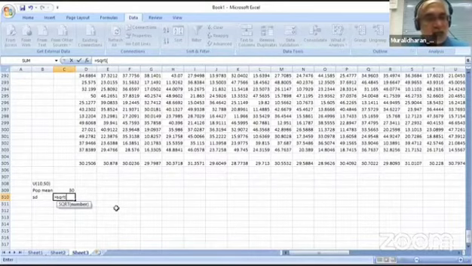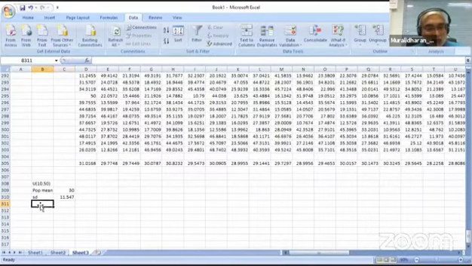Square root of (B minus A) whole square, that is 40. 40 square, that is 1600, divided by 12. Okay. So this is the standard deviation. Let me also calculate SD by square root of N.